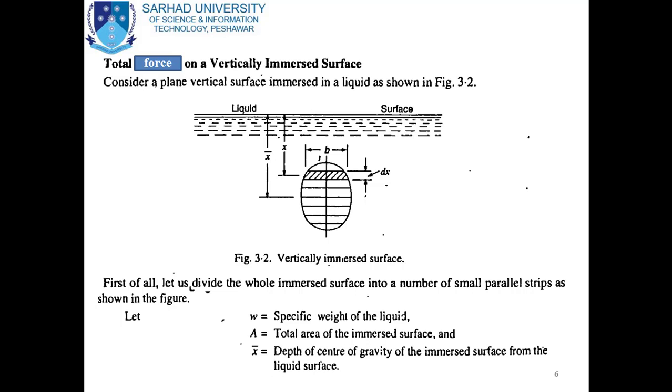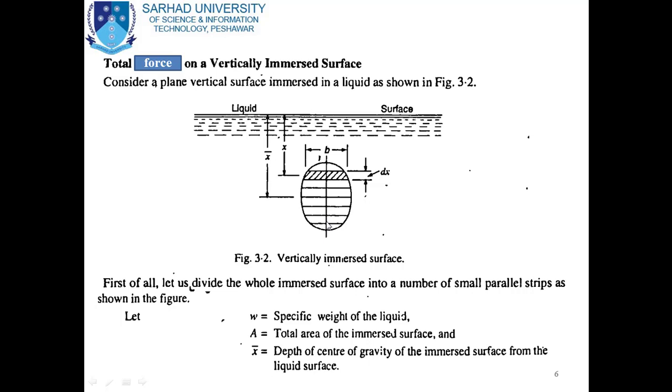Now in the second case, we will find the total force on a vertically immersed surface. In the first case, we immersed a body or a surface horizontally and found the total force on it. Now the body is vertically immersed and we will find the total force on it. For this, consider a plane vertical surface immersed in a liquid as shown in figure 3.2. As you can see, a plane vertical surface is immersed in a liquid.